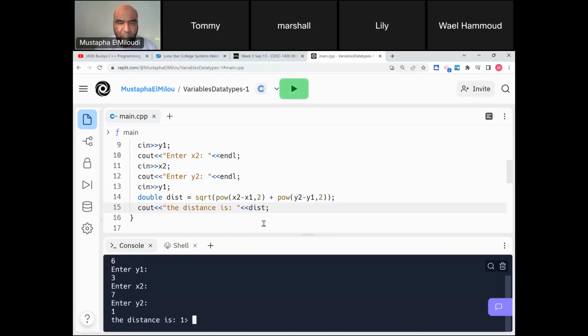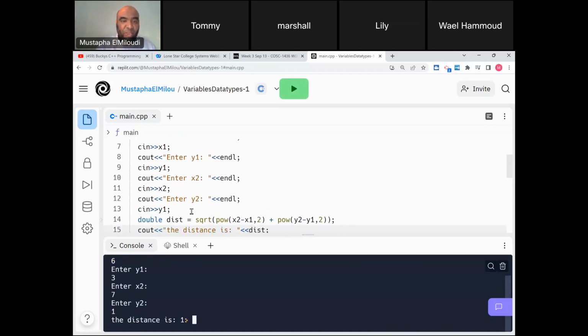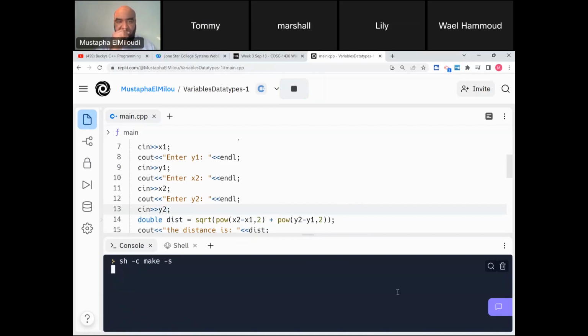Let's see. Power x2 minus x1. Oh no, see what happened here? Look at the x1, y1, x2, y2. Look, y1 repeated twice. So there is something wrong. I can tell. Maybe the first time it was by accident, but not all the time. So that's why I made a mistake. I did not change it.